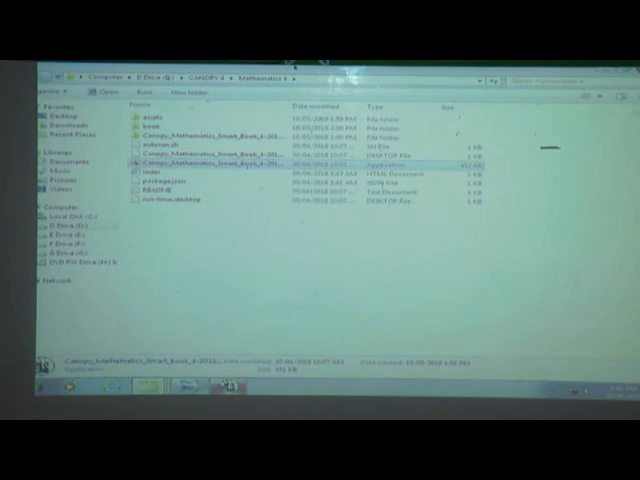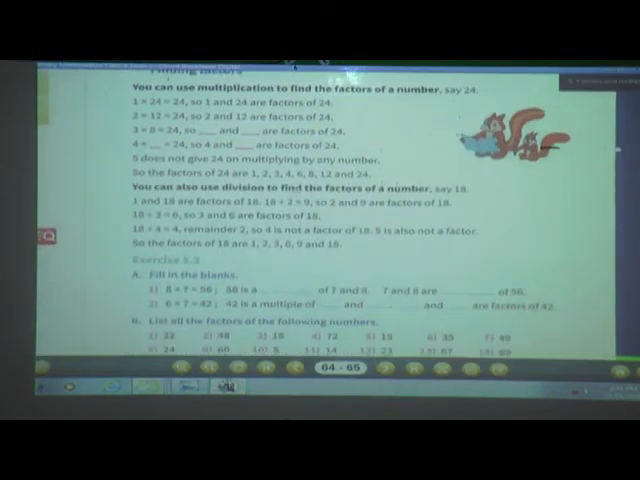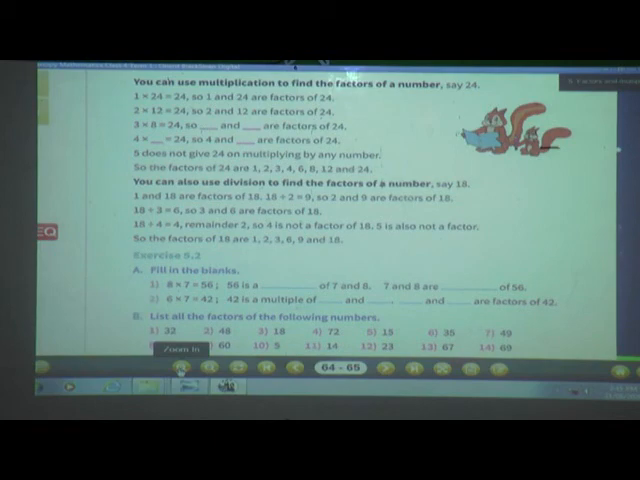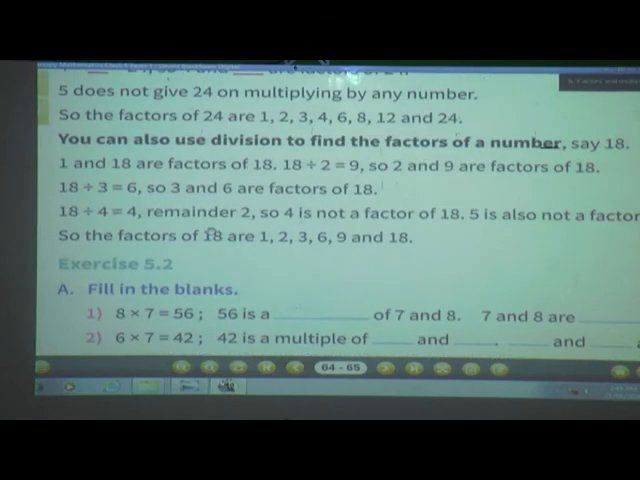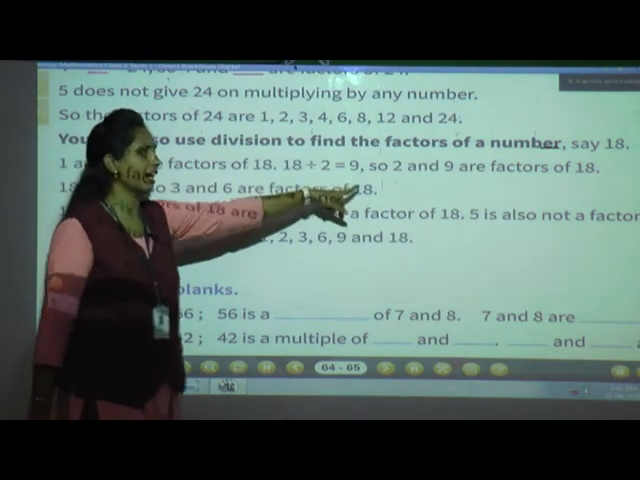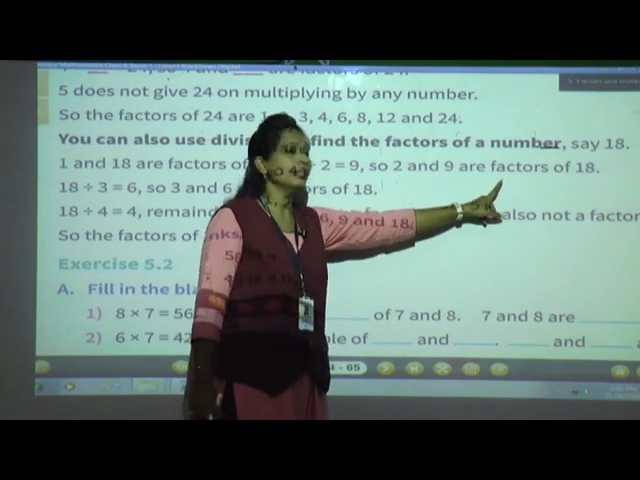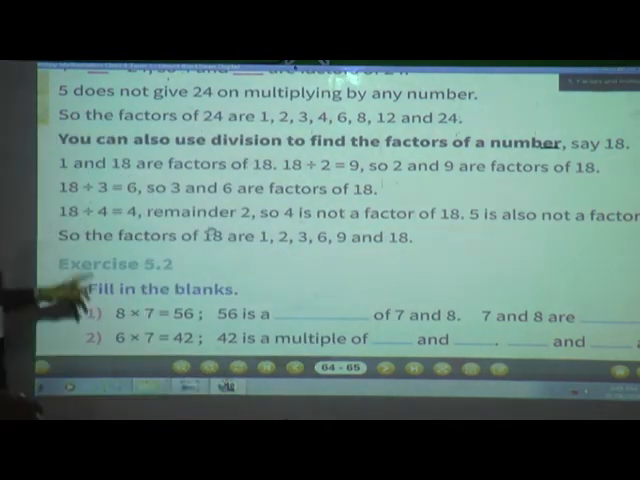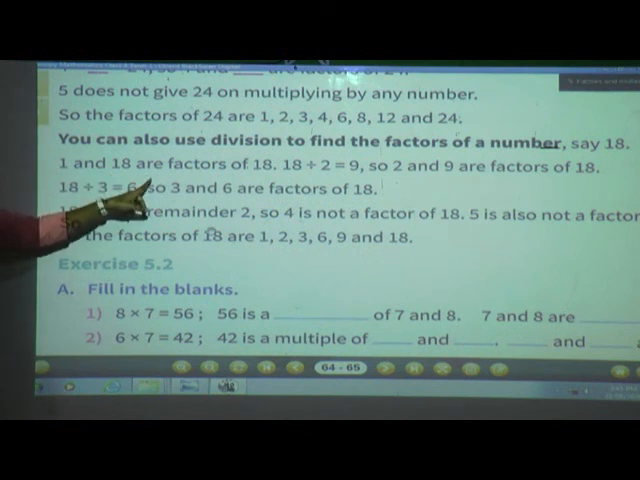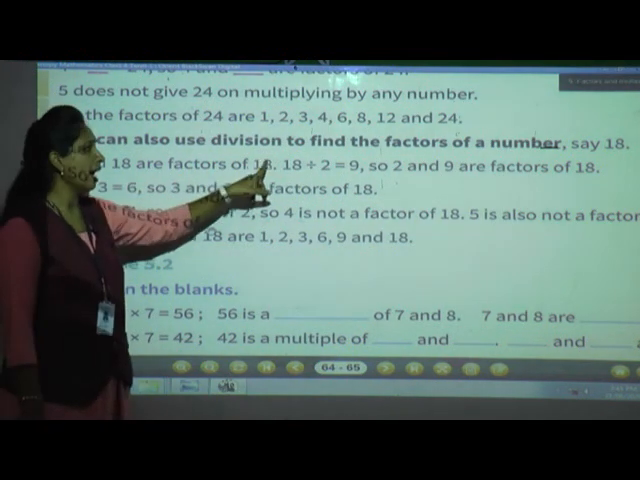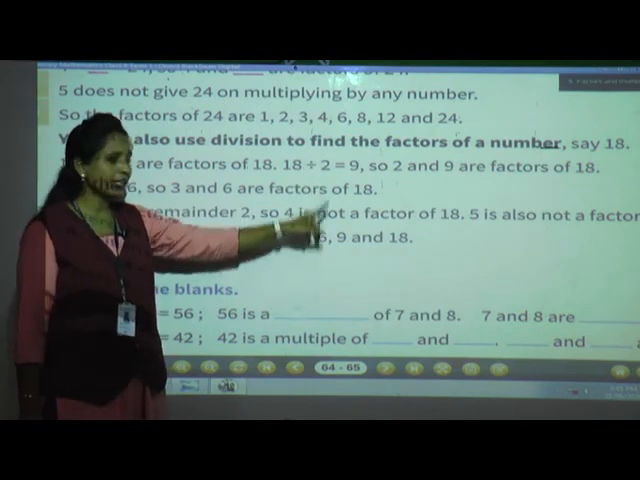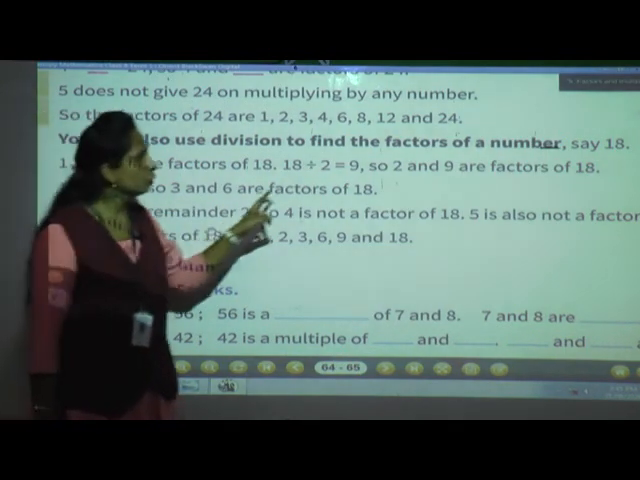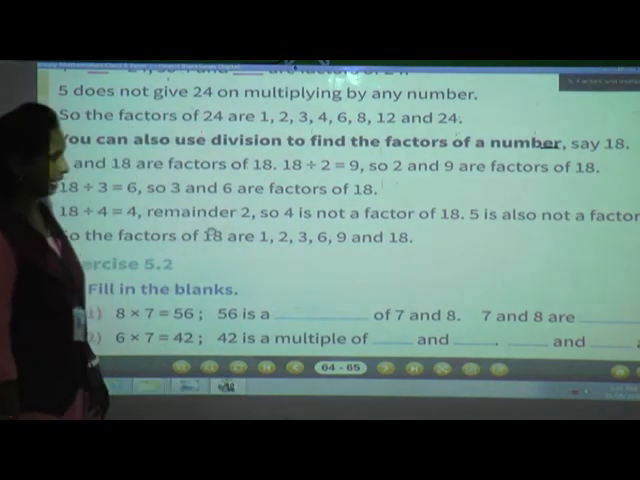Now we have seen multiplication. Now we will see how we can find the factors by using division. You can also use division to find the factors of a number. For example, 18. 1 and 18 are the factors of 18, and 18 divided by 2 we get 9, so 2 and 9 are the factors of 18.